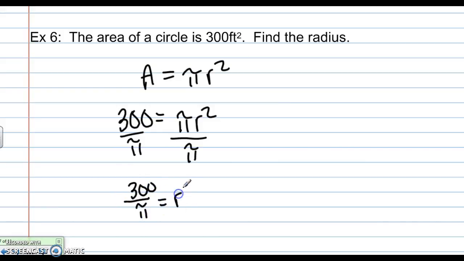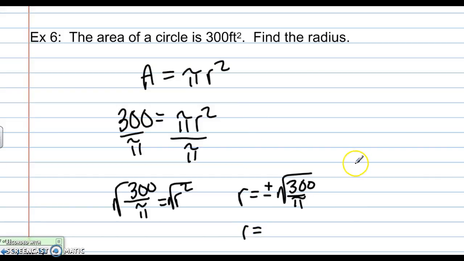therefore giving us 300 divided by pi, equaling r squared. Now, just like the other ones, we've isolated the variable, so we can take the square root of both sides. So technically, r equals plus or minus the square root of 300 divided by pi. The issue is, though, would you use a negative radius? Obviously not, so in this situation, due to the context of the problem, you would not use the plus and the minus. You would just use the plus. And the square root of 300 divided by pi is about 9.77 feet.